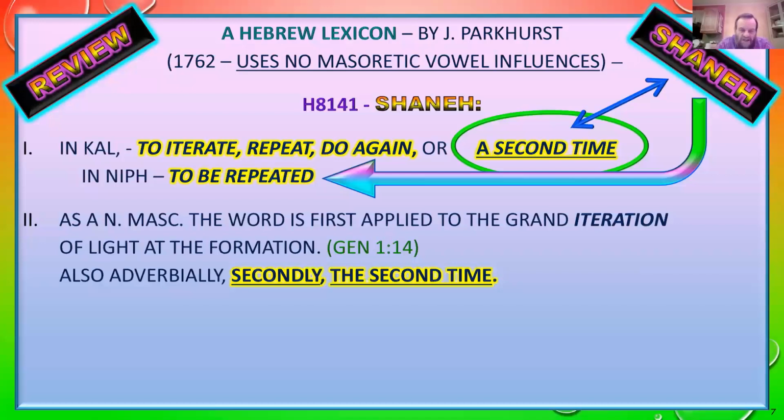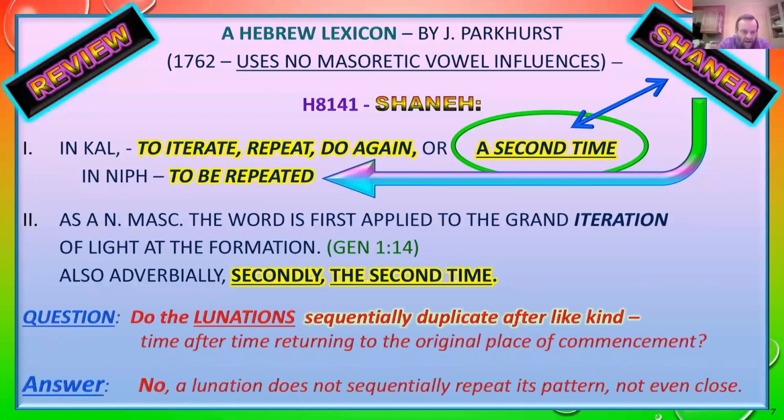When we see the word year in our scriptures, it is Shane, and that word year must be able to duplicate a second time. If it is not able to duplicate a second time, there is serious problems. Question: do the lunations sequentially duplicate after like kind, time after time, returning to the original place of commencement? No. A lunation does not sequentially repeat its pattern. It is not even close.